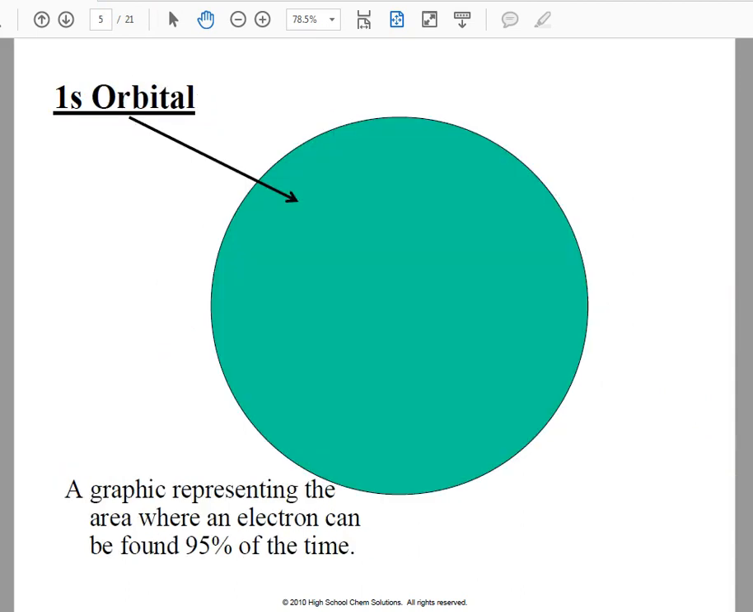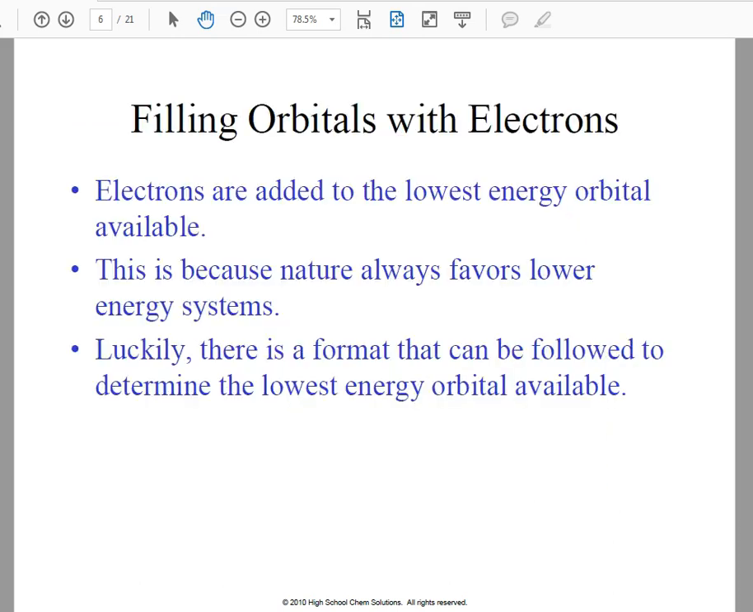All right. So, there is another depiction of the 1s orbital. And again, there are many, many different orbitals where the electrons can be found. But the first two electrons to enter an atom will be found in an orbital of this shape 95% of the time. All right. So, how do electrons go into the atom, or where are they found on the atom?